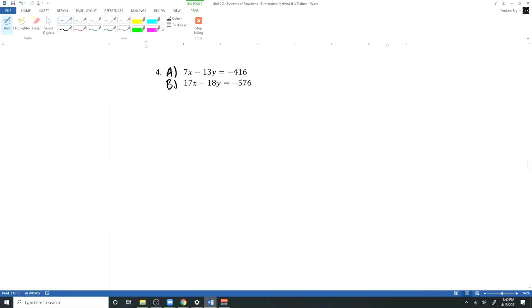To get rid of the x's first, I'm going to multiply each equation by the other equation's coefficient for x. In other words, I am going to end up having 17a here. I'm going to multiply everything in equation A by 17 and 7b. Okay, go ahead and do that.